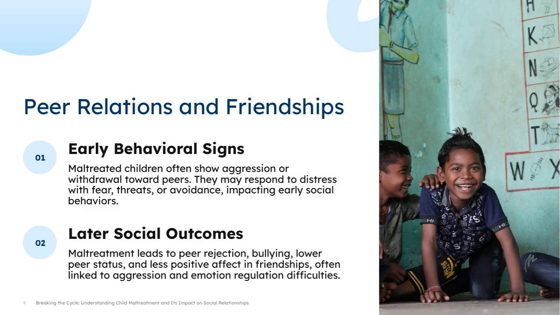As these patterns continue, they frequently lead to more serious social problems later on, such as peer rejection, bullying, and lower peer status. These difficulties are often tied to challenges with emotion regulation and increased aggression, highlighting how important it is to understand these developmental processes and intervene early.